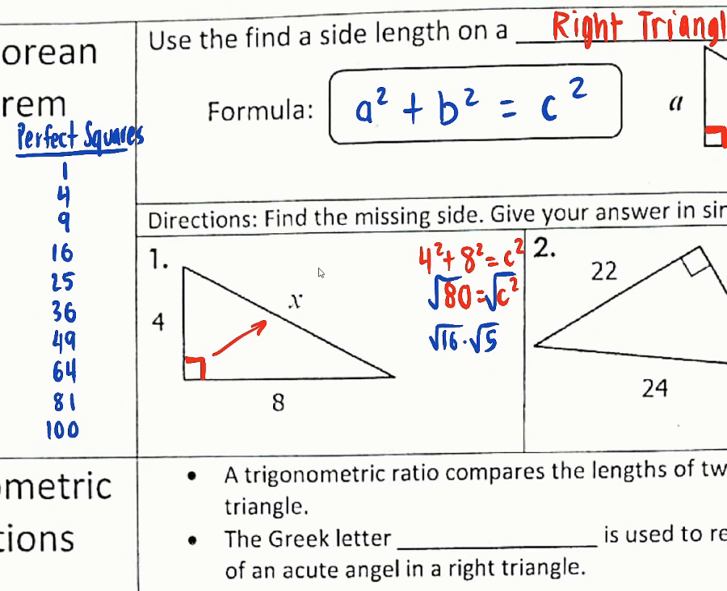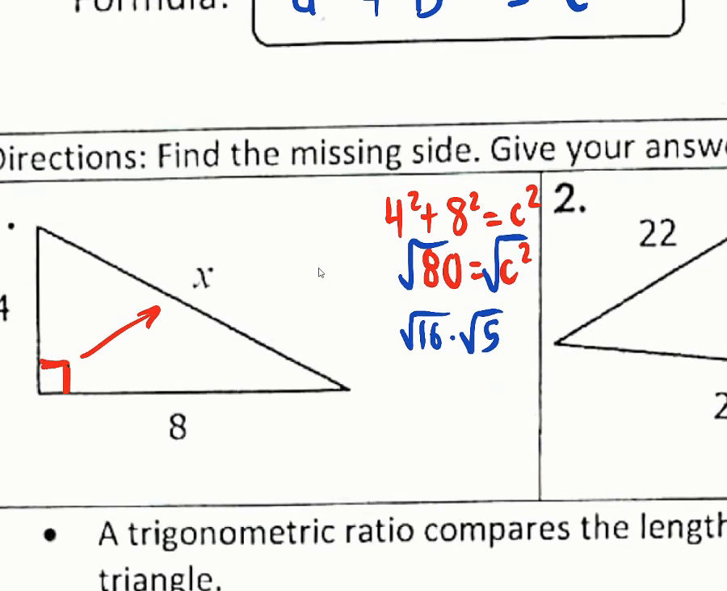Well, why would I do that? Because 16 is a perfect square. What does it get to do? It gets to escape. It gets to come out of your radical as a what? As a 4. So 4 times the square root of 5, that is my hypotenuse. 4 square root of 5.